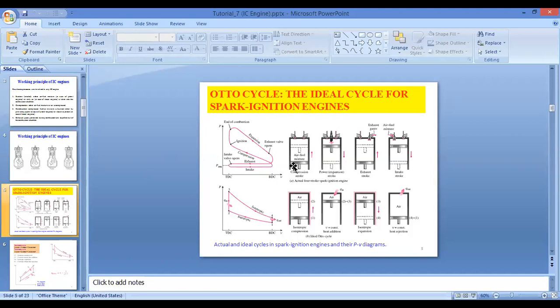So our first process will be directly the compression process, that is, the piston will move from bottom dead center to top dead center. This compression takes place as an isentropic process. You can see the two different graphs over here. One is the PV diagram, which is the real cycle, and this one is the ideal cycle. So this 1 to 2 process is isentropic compression.